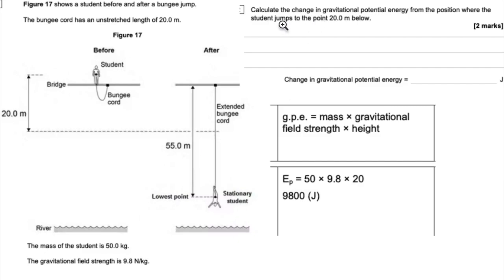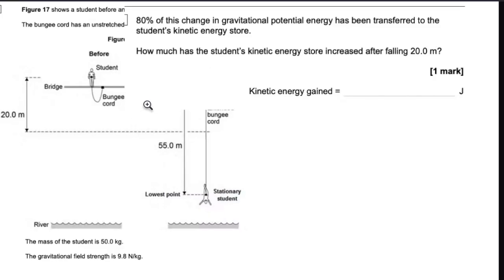And it says the height in the question, where the student jumps to the point 20 meters below, as you can see, and you just plug that into the equation and you get this answer. So 80% of this change in gravitational potential energy store. Now remember, we calculated this in our previous question.